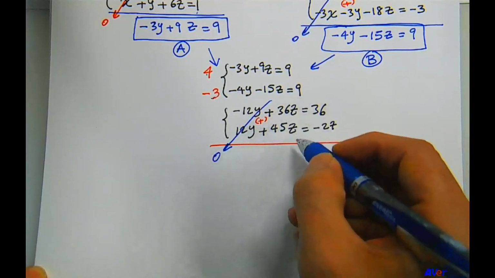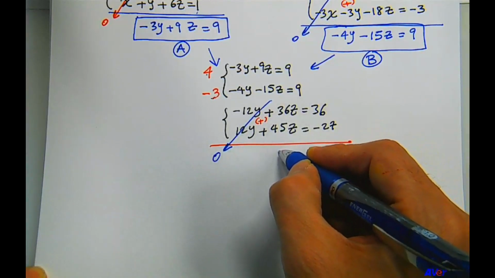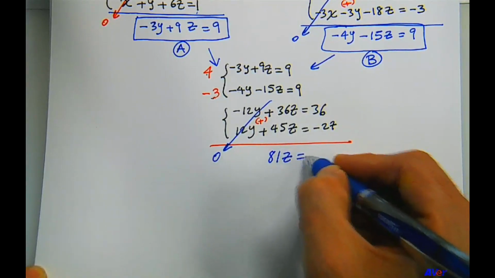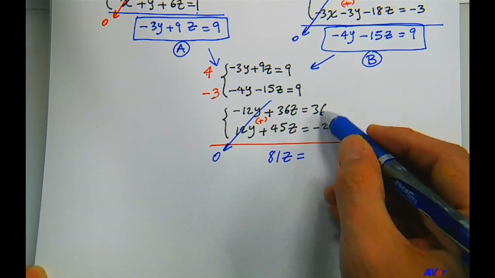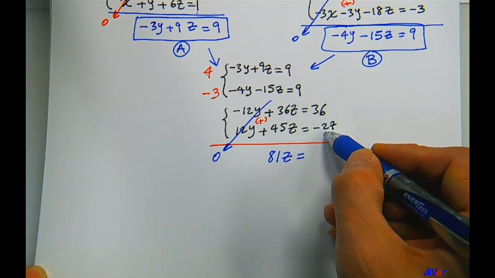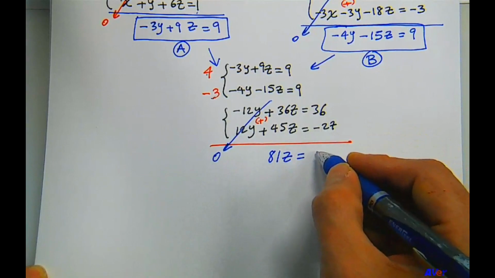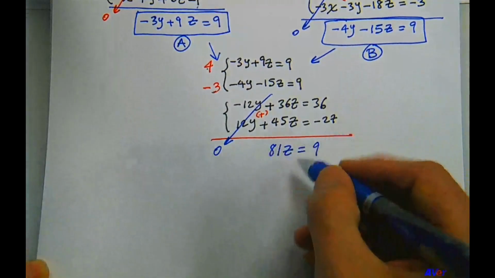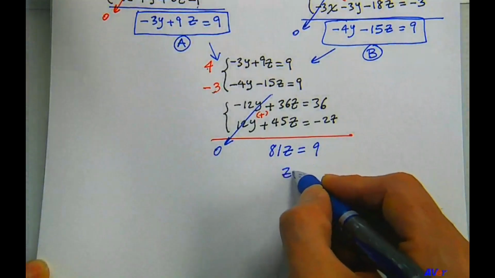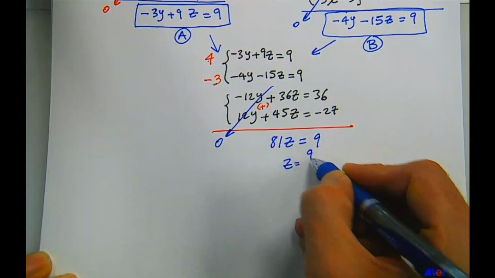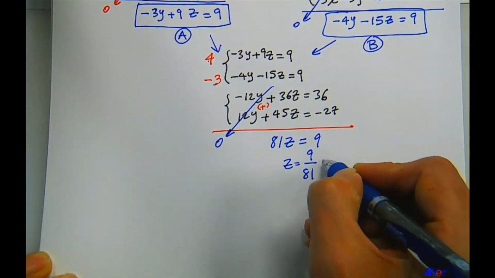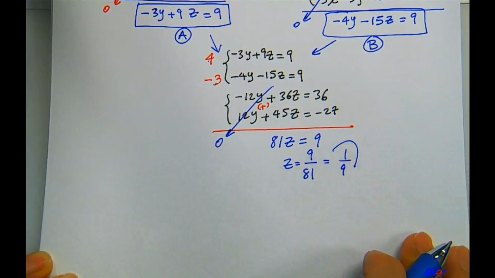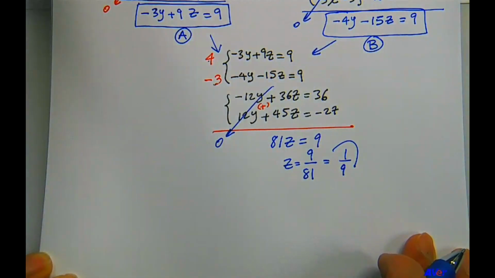36z plus 45z, what do we get? We get 81z equals, right? And then we get 36 minus 27, and we get positive 9. Okay, so at this point, we can easily solve for z by dividing 9 by 81, and that'll give us 1 over 9. So we found the value of z.